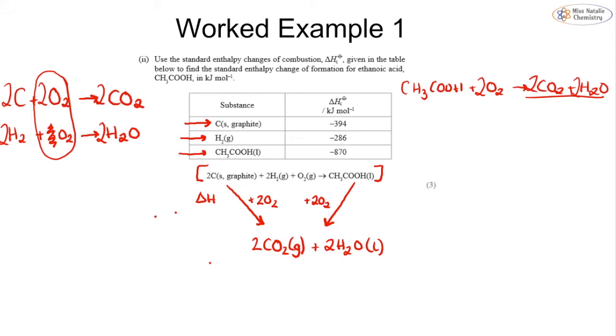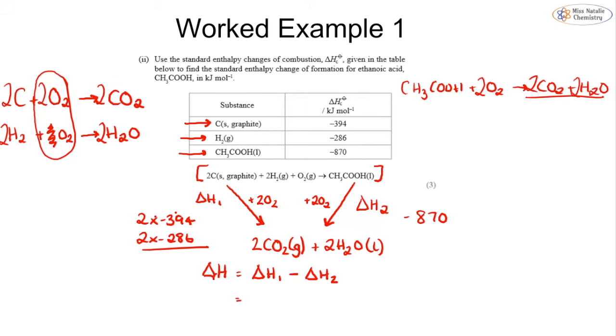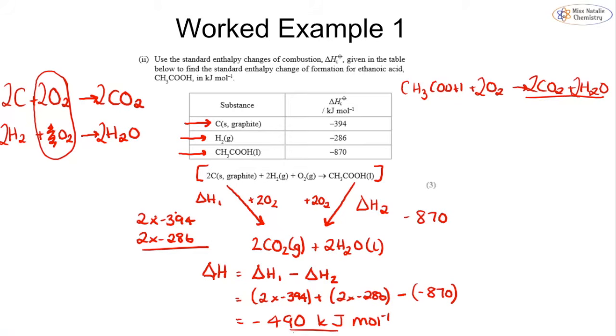So delta H1 is going to be 2 times minus 394 and 2 times minus 286 added together. My delta H2 is going to be equal to minus 870. And we've said that delta HR is going to be delta H1 minus delta H2. So let's just substitute all of that in. I have 2 times 394 plus 2 times 286. That's my delta H1. I'm then going to subtract minus 870. I plug all of that into my calculator, and I should get a value of minus 490 kilojoules per mole.